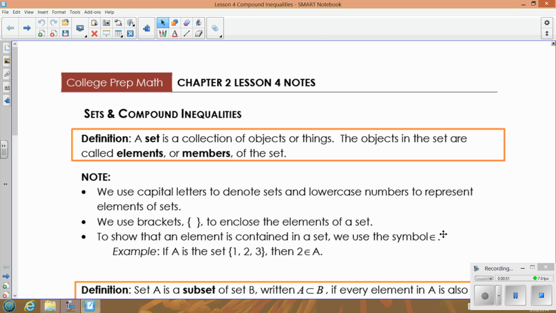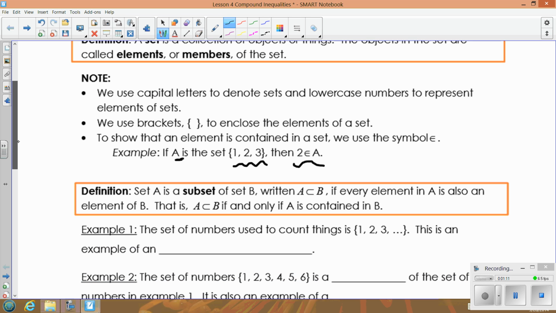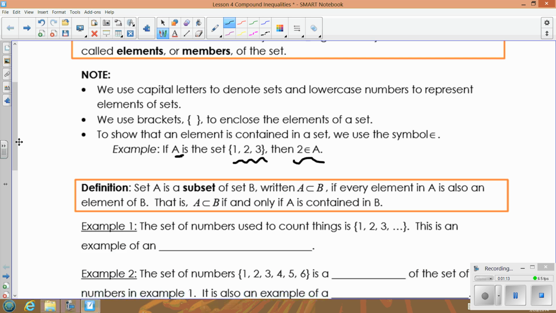So for example, if I wanted to say that I have a set using capital letter, set A contains the elements 1, 2, and 3, then I could say that 2 belongs to A. So some other definitions here. A subset. We can say that A is a subset of B, which is written as A belongs to B, if every element in A is also an element of B. So basically that means that everything in A is included in B.